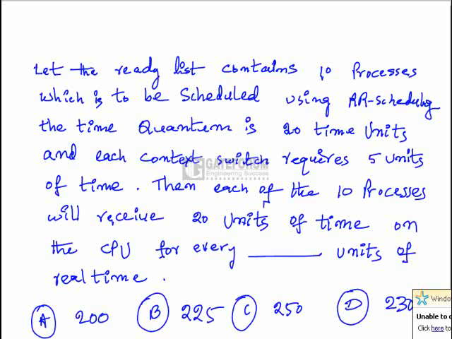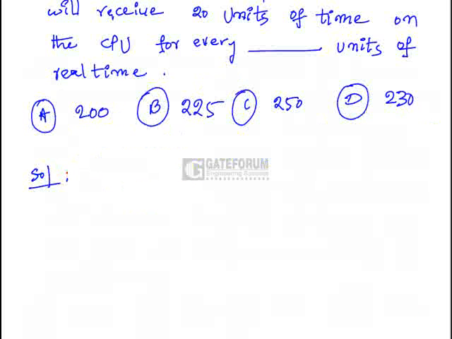Let the ready list contain 10 processes which are to be scheduled using round robin scheduling. The time quantum is 20 time units and each context switch requires 5 units of time. Then each of the 10 processes will receive 20 units of time on the CPU for every dash units of real time. So we need to find out after how many time units every process will get the CPU. Because there are 10 processes in round robin scheduling, how do we do it? Options given are 200, 225, 250 and 230.